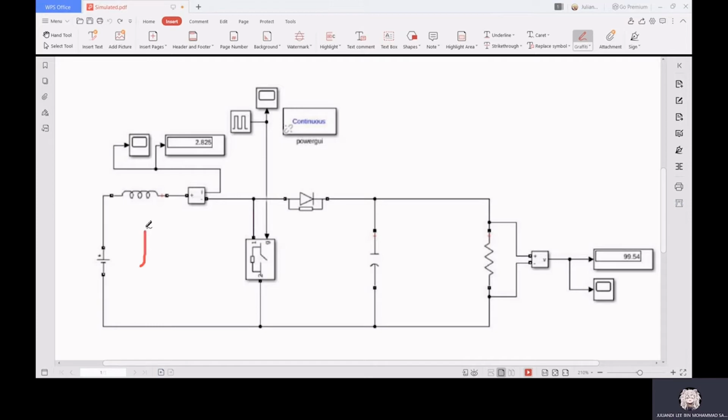And the current will flow again to the diode to the capacitor. However, the capacitor will now have more voltage than before. And during the switching turn on, the energy inside here will then be discharged to the resistor at a higher voltage.